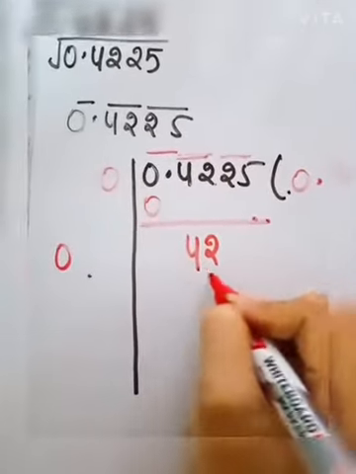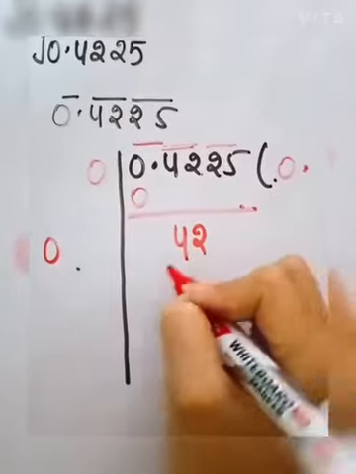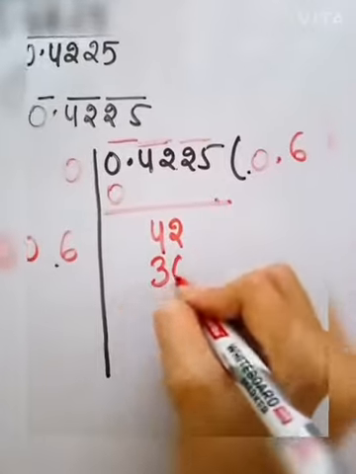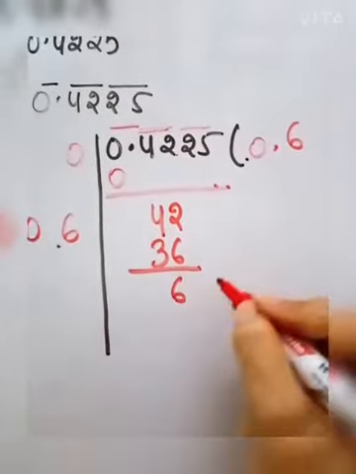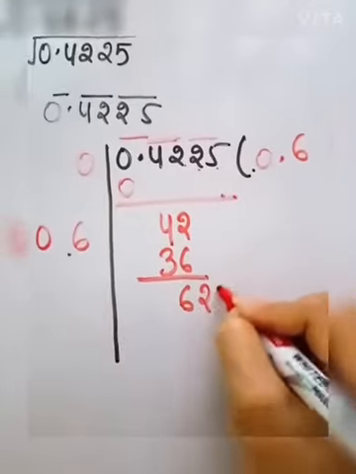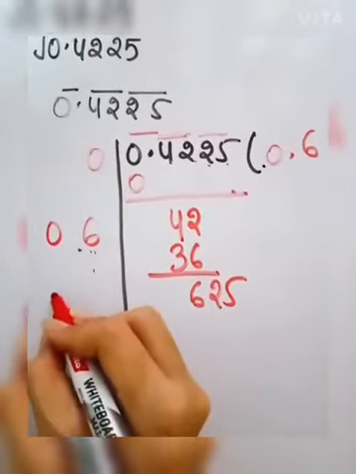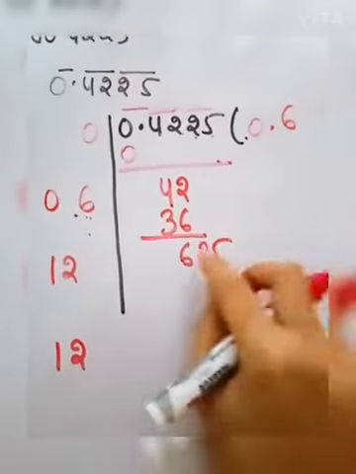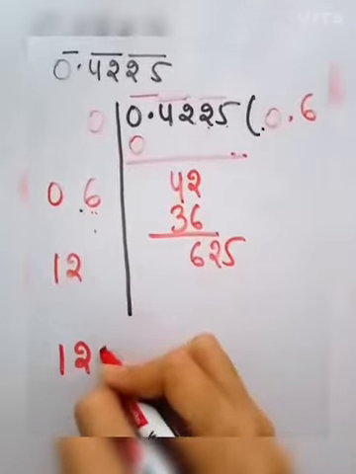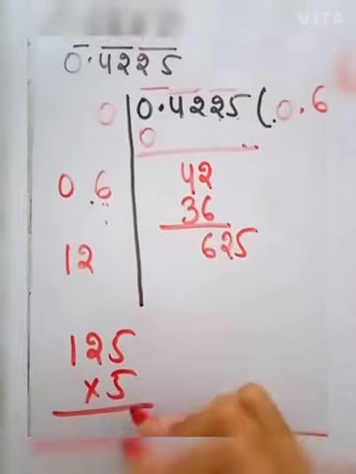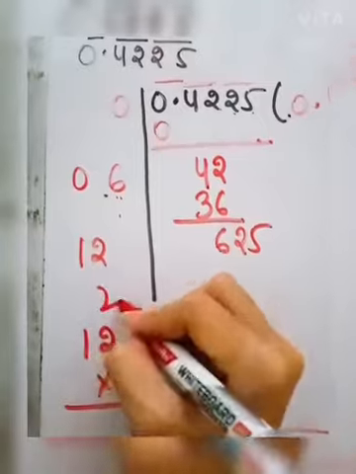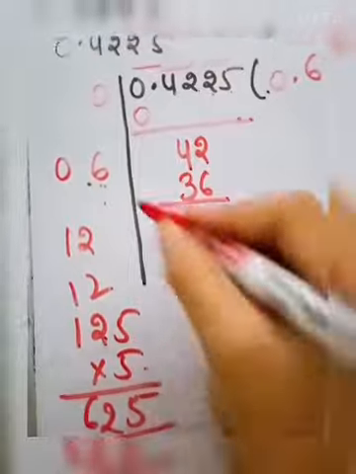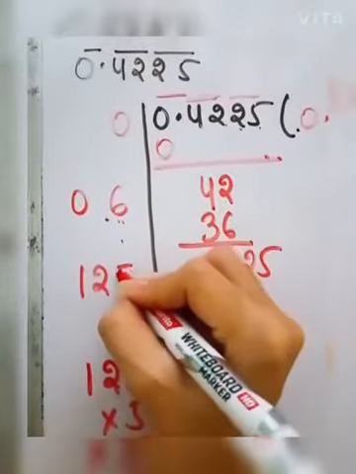Now think of a number whose square is equal to 42 or near to it. 6. 6 6s are 36. Minus. Copy another period. Do the double of 6. It will be 12. Now think of a number which we put after 12 and multiply by this to get 625. 5 5s are 25. 5 2s are 10, 11, 12. 5 1s are 5 plus 6. So here we put 5.